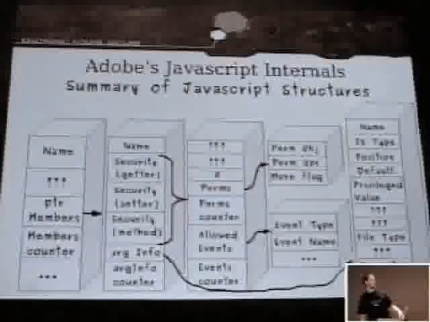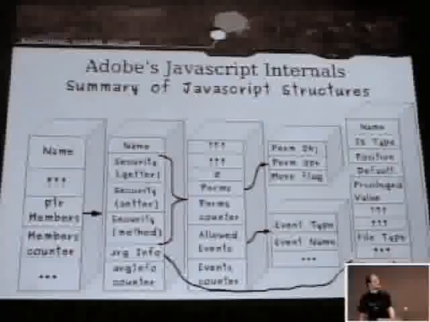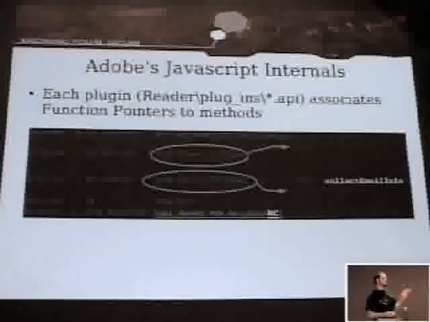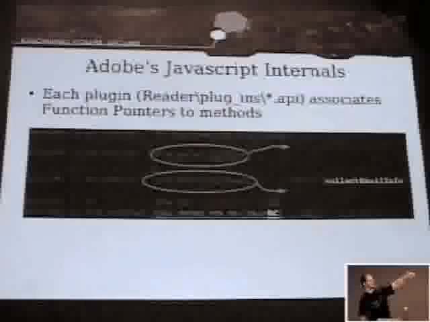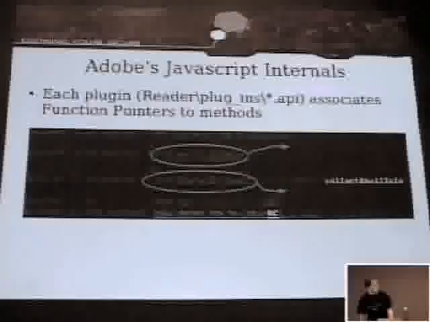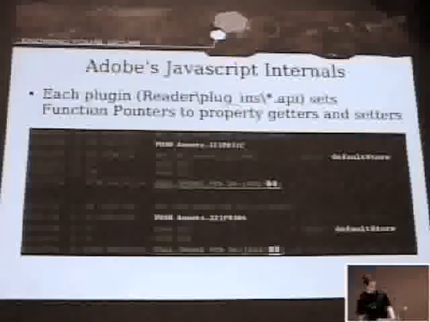This is just a summary I put here in case you want to try something someday. Also, each plugin associates function pointers to each method. You have here the collectEmailInfo registering, which is pointing to an internal, native function, and also do the same for the property getters and setters. We have here the defaultStore property. This is the setter and the getter for the defaultStore property.